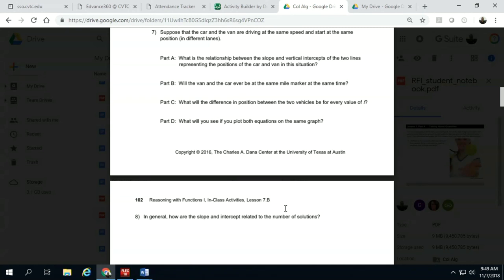What will be the difference in position between the two vehicles the whole time?